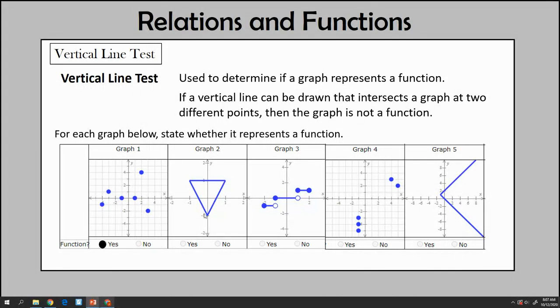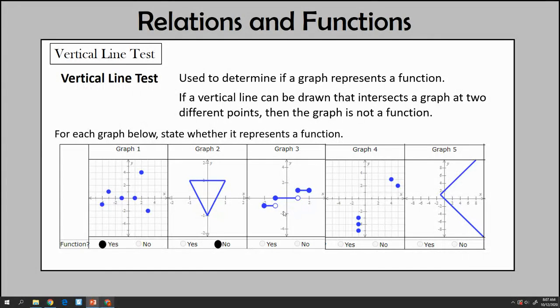Now this is a shape, but you remember that the shape is made up of ordered pairs. So there's a collection of ordered pairs that create this line, a set of ordered pairs that make this one in here. Can I draw a vertical line and hit this shape in two different spots? The answer is yes. Because I hit it here and hit it here, this is not a function. That means I got an input value that has two different outputs.